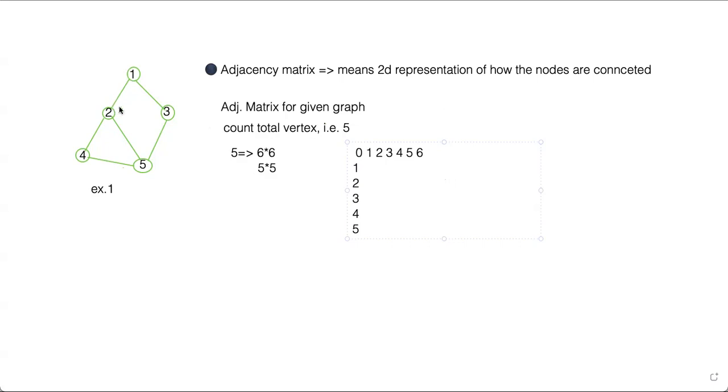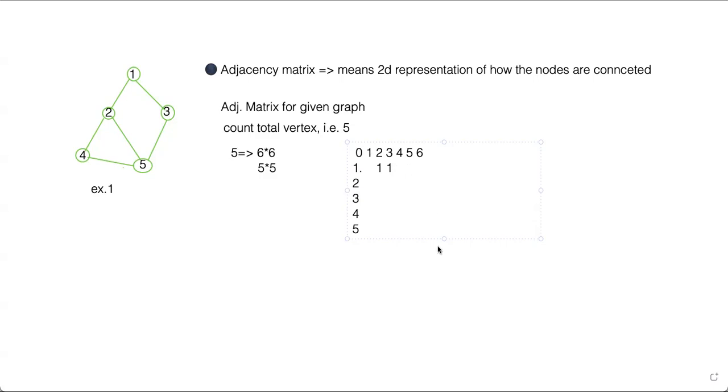So 1 is connected with 2. So they fill here like 1 is connected with 2. So we will go to the 1 and from here 2, and we will make here 1. Okay. Here again 1 is connected to 3. So we will go to the 1 and we will put here 1 again. So in this way, you can see we are consuming one more extra row and one more extra column.